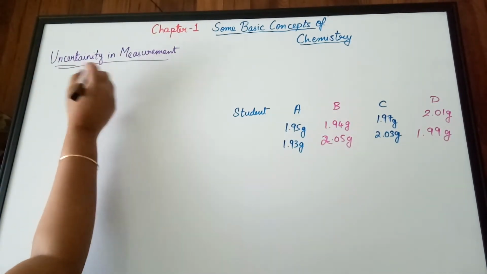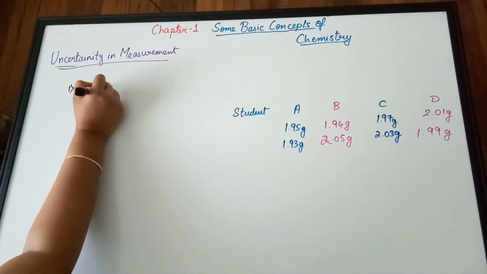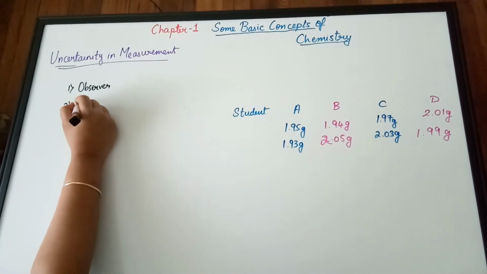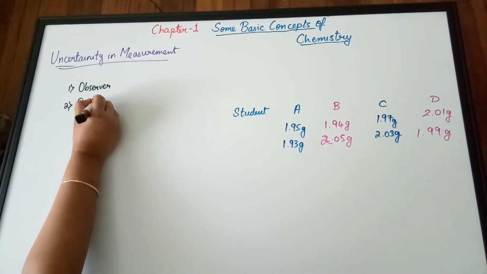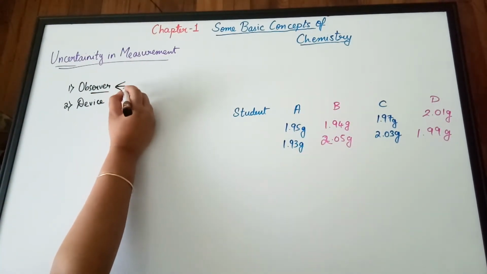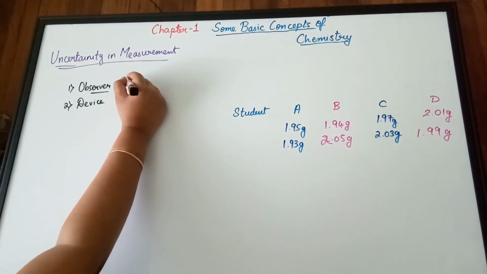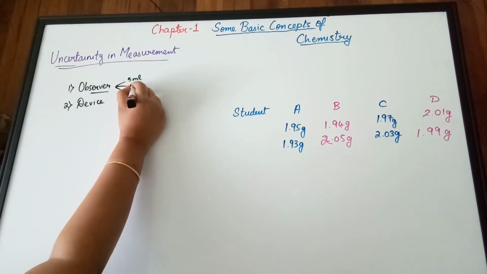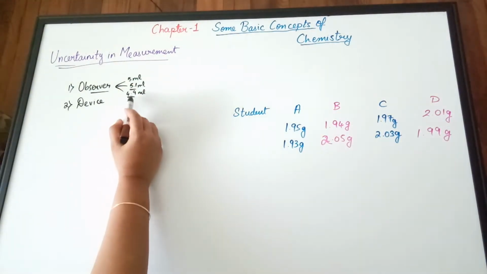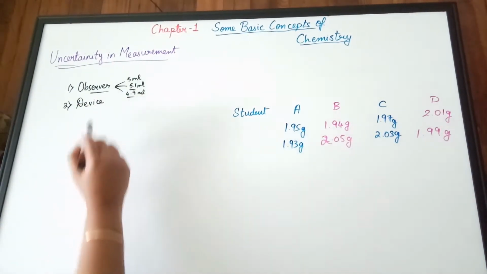So there are two reasons why there is uncertainty in measurement. One is because of the observer, and two is because of the device. Let's assume there are 3 students, and 3 of them had to measure out 5 ml of a particular solution. But the first student did 5, the second did 5.1, the third did 4.9 ml. So obviously there is an uncertainty because these 2 students have measured the value wrong. So this is because of the observer.